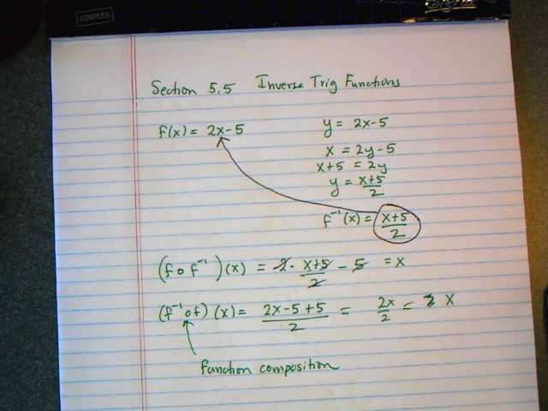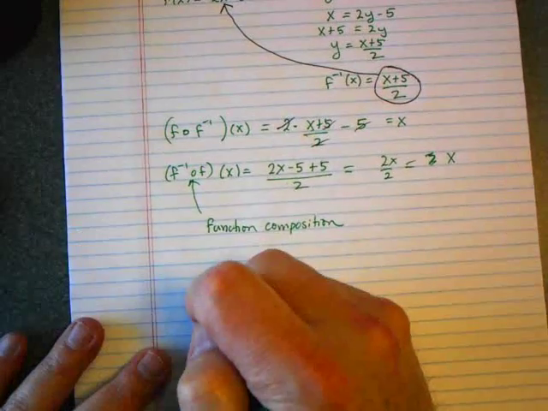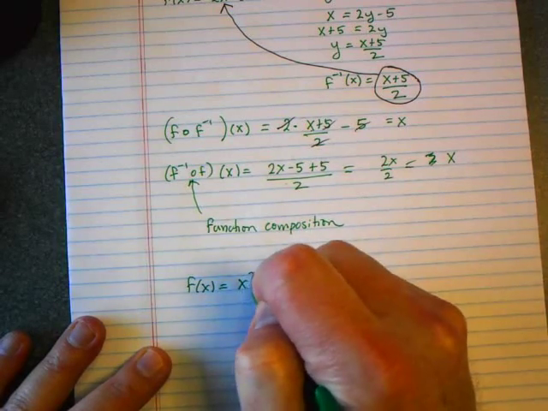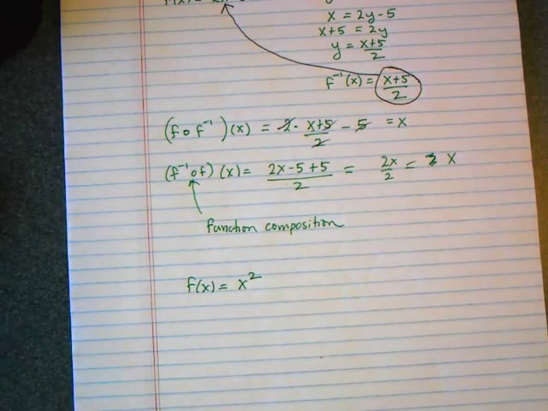You can do f of g of h. You can do lots of compositions. That's true. All right, let me give you a different question. f of x equals x squared. What's the inverse of x squared? g of x is square root of x?